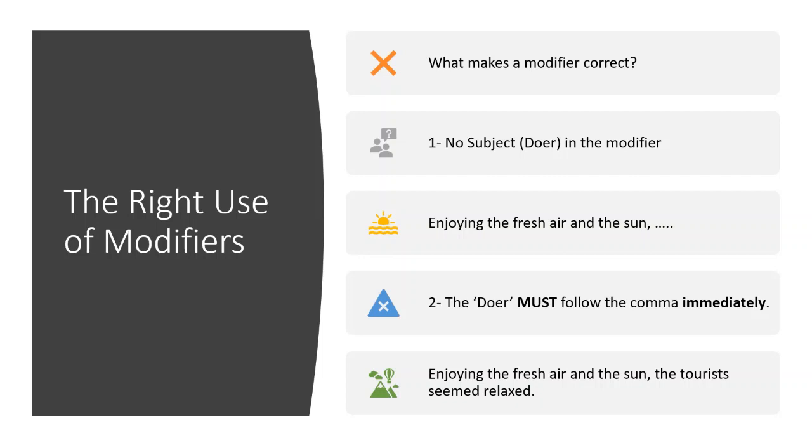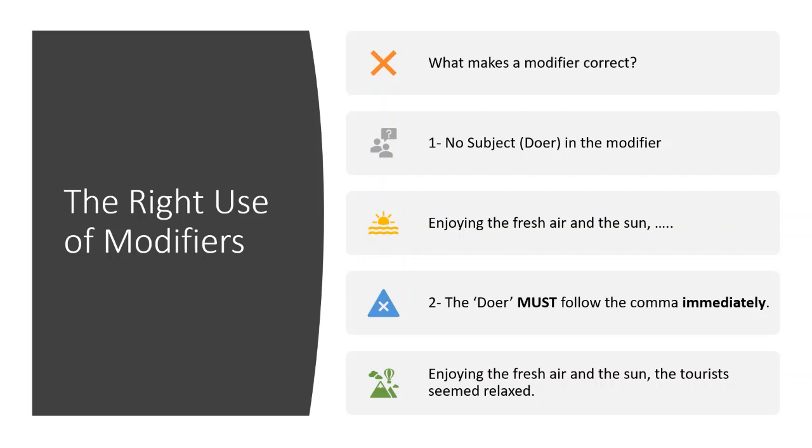This is a golden rule, guys. Okay, so let's read this example. Enjoying the fresh air and the sun. This is the modifier that we have worked on illustrating rule number 1. Enjoying the fresh air and the sun. Who enjoys the fresh air and the sun? That's told to us immediately after the comma. The tourists. The tourists seemed relaxed.